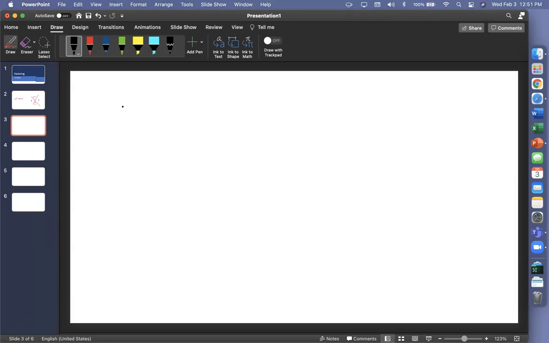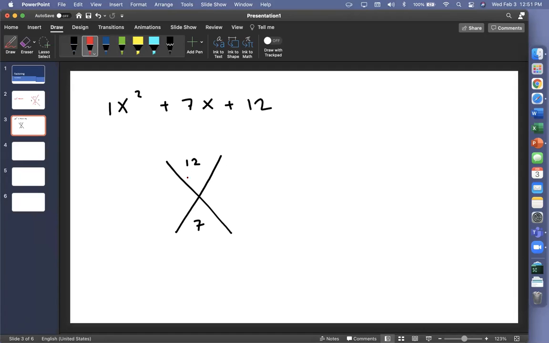So if I had x squared plus 7x plus 12, when I draw my x, my a is 1, because that's a 1x. My c is 12. 1 times 12 gives me a positive 12, and then my b is going to be a positive 7. So we are looking for two numbers. When you multiply, they equal 12, and when you add, they equal 7.